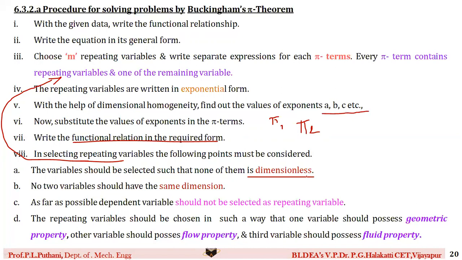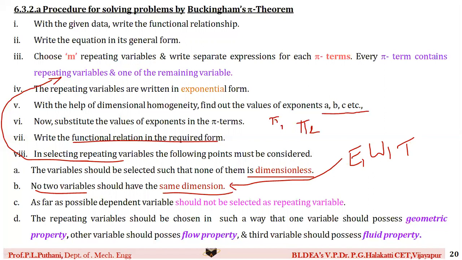The second important point is no two variables should have the same dimensions, which means if you go for energy, work, torque, all these have the same dimensions itself. So if in a question you have all these three variables, you cannot take all three together as your repeating variables because they will have the same dimensions. This is highlighted here in this particular point.